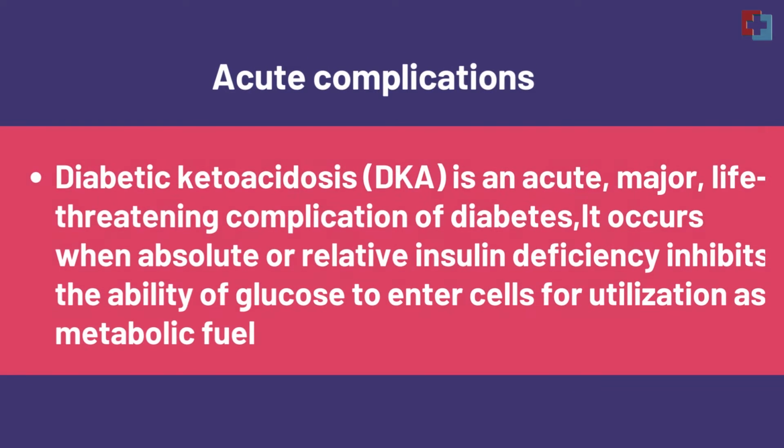We also have another complication known as diabetic ketoacidosis, and you also have hyperosmolar hyperglycemic state. So these are basically some of the acute complications. Hyperglycemic hyperosmolar state is basically when the blood sugar levels are elevated, and so it comes with many symptoms in the patient.